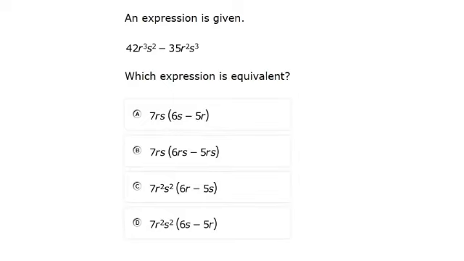The question is given, so they both have r squared and s squared. So 7r squared s squared, and we have r cubed, so we have 6r. So is it C? Yeah, 6r minus 5s. Simple, right?